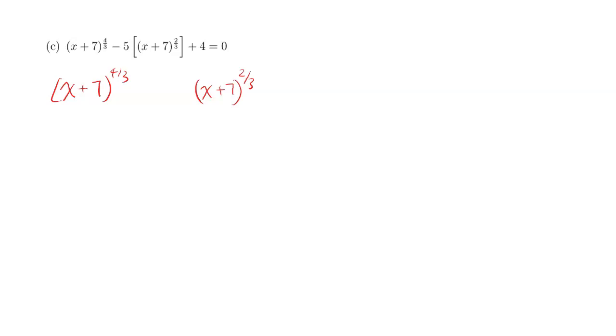Now, if you square (x+7)^(2/3), then the rule with exponents is that if you have a to the m, to the nth power, these two multiply, so you have a to the m times n. So you get 2 times 2/3, which is (x+7)^(4/3). And therefore it's the same thing. So these two are equal.